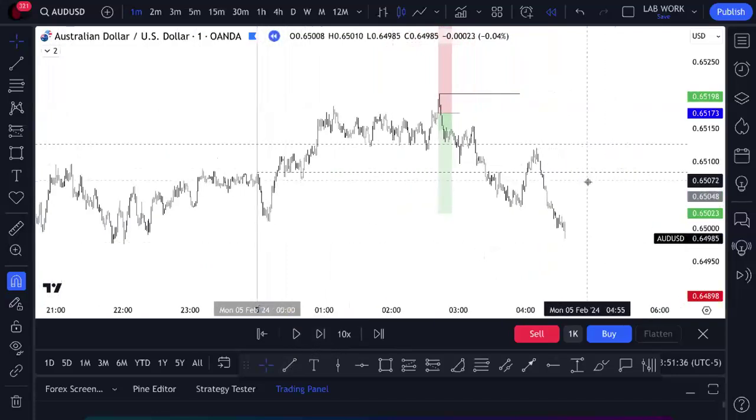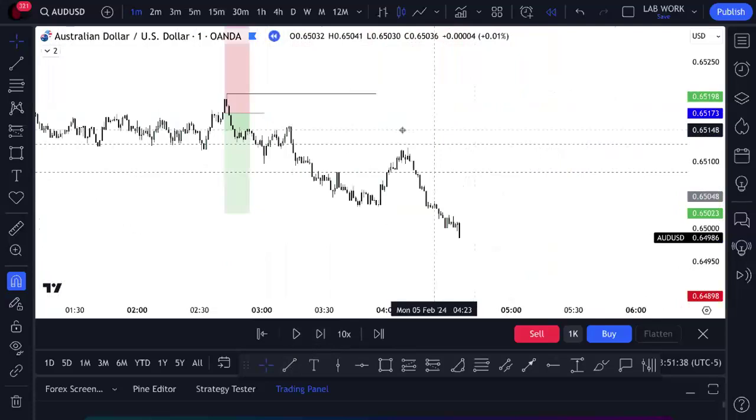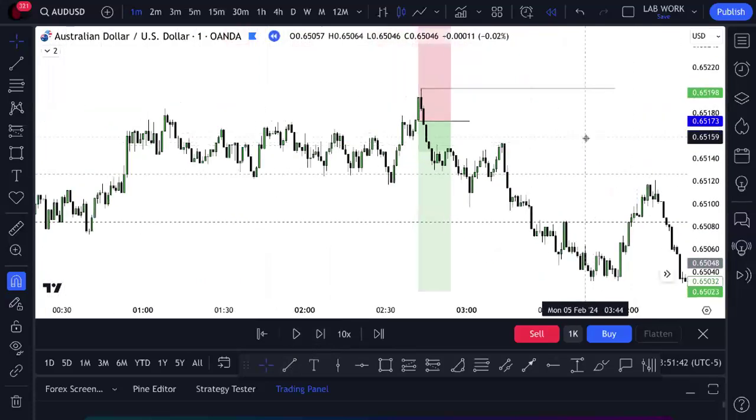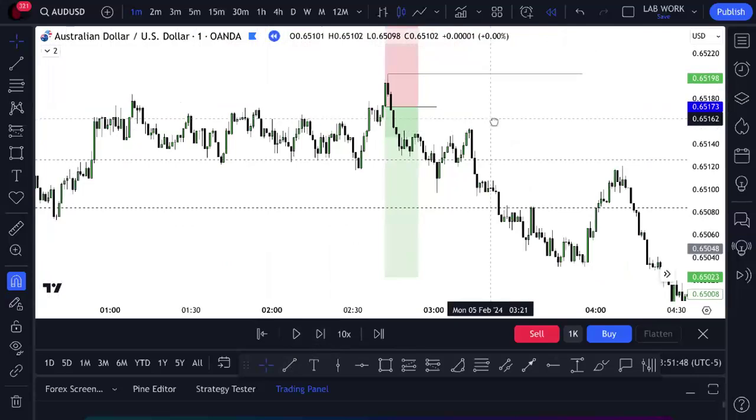TP hit. Now, this entry is the best entry possible because it's the exact turning point. This is why I said Larry Williams was a genius for this idea and the way he's thinking about how to enter the market and how the market shows that turning point. Genius.